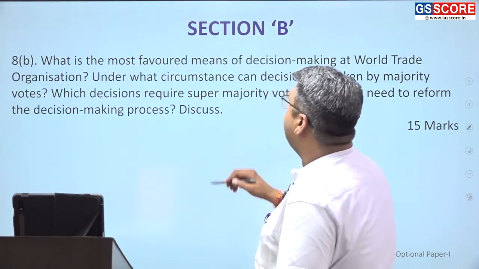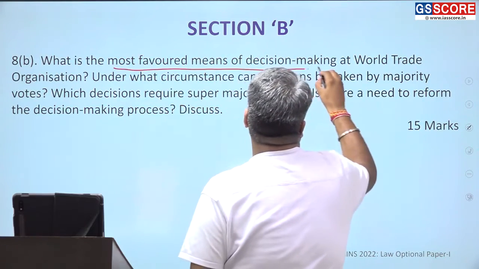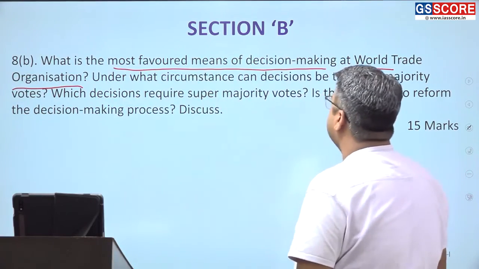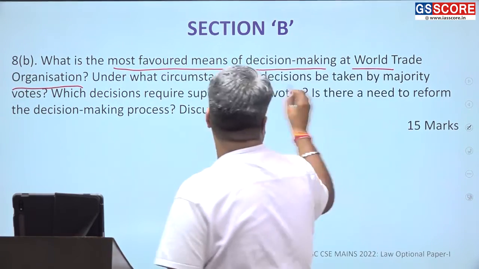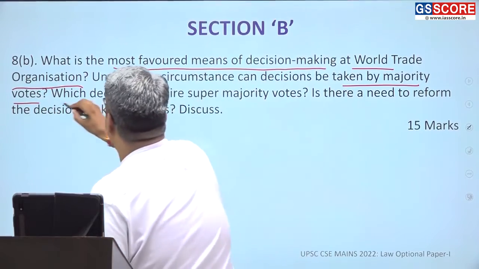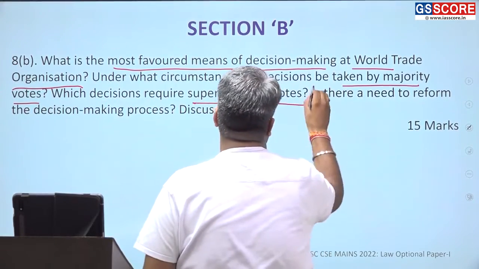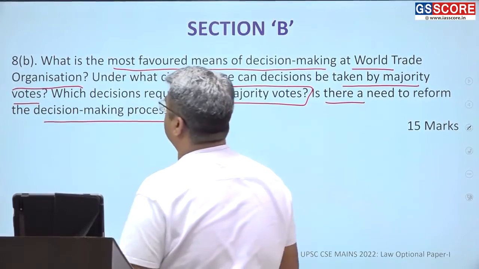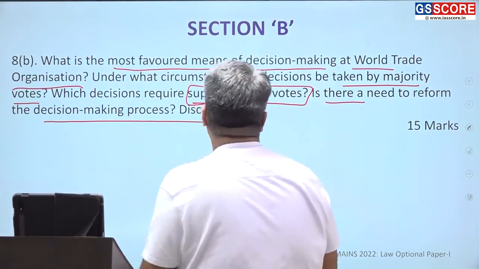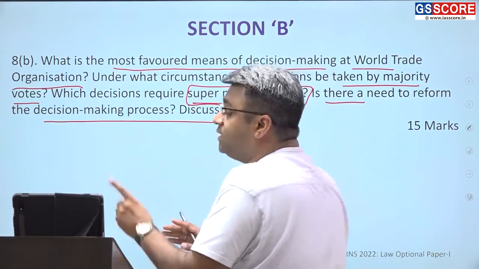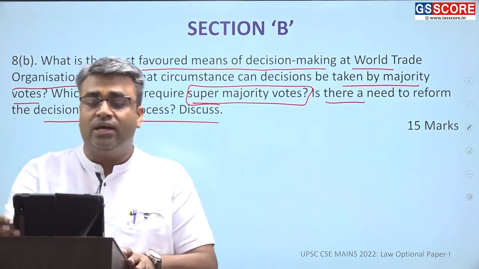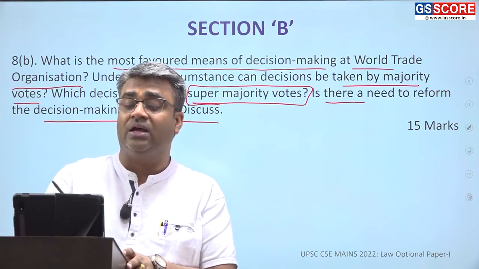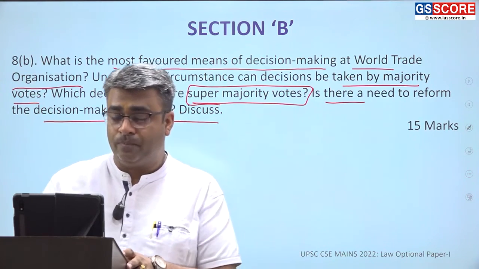What is the most favored means of decision making at the World Trade Organization? And under what circumstances can decisions be taken by majority votes? And which decision requires super majority votes? Is there any need to reform the decision making process? Discuss. So first of all, we have been given various kinds of questions in this single question. So in this single question, one by one, we will try to figure out the answers to each and every question. Okay.